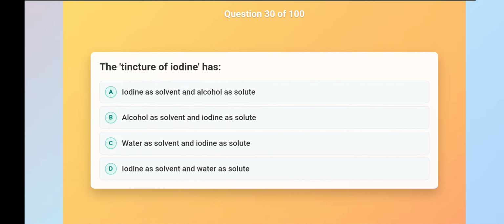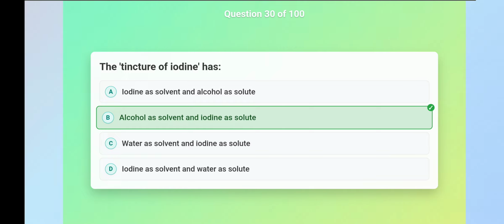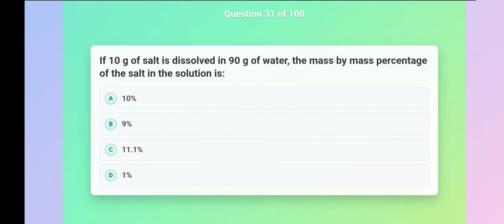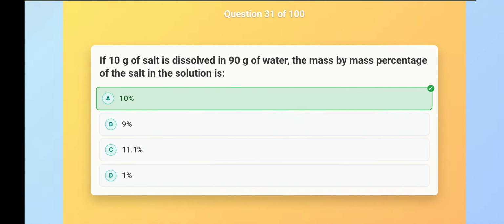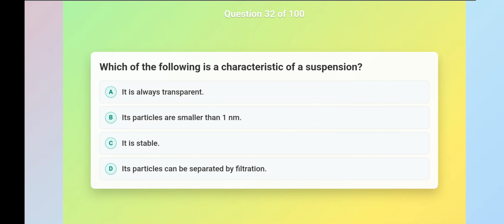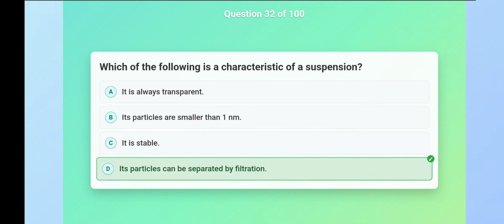The tincture of iodine has alcohol as solvent and iodine as solute. If 10 grams of salt is dissolved in 90 grams of water, the mass by mass percentage of the salt in the solution is 10%. Which of the following is a characteristic of a suspension? Its particles can be separated by filtration.